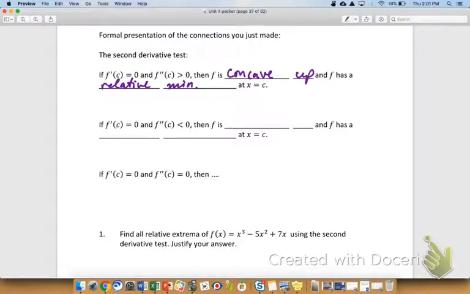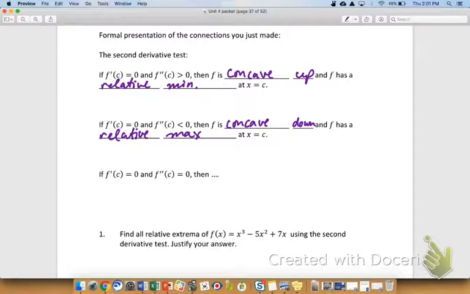So then another way this could go is you've got another critical point at c, but this time f double prime of c is negative. Then the graph of f is blank blank. Concave down. Concave down. And that means that f would have a relative max.